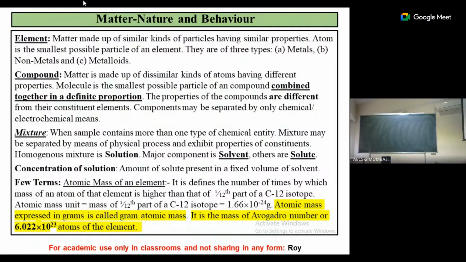What is the significance of that? The mass of 1 mole of. Perfect. So it is basically the mass of 1 mole of that element. That is the Avogadro number of particles. The mass goes. Next.